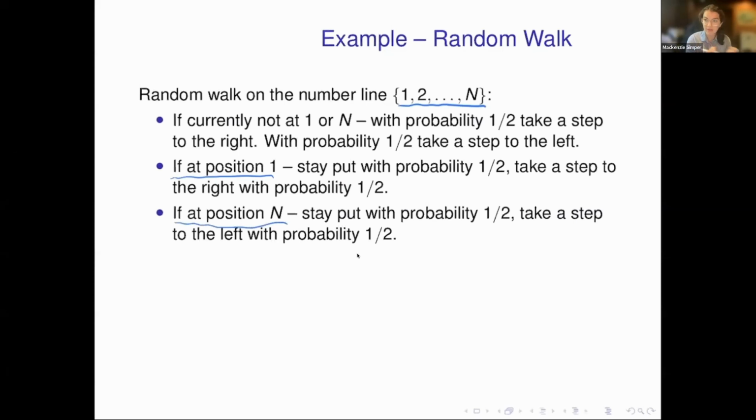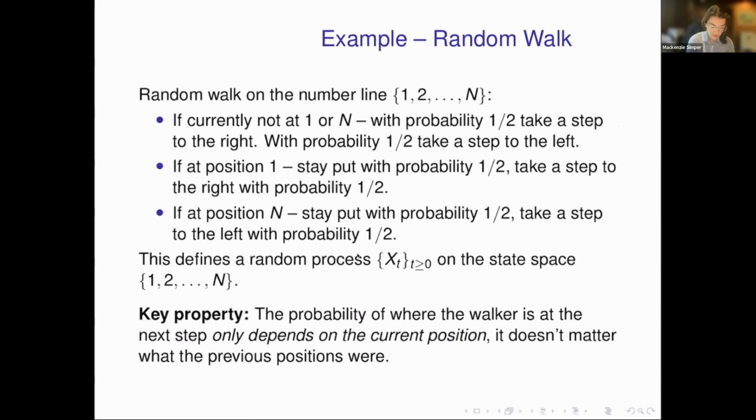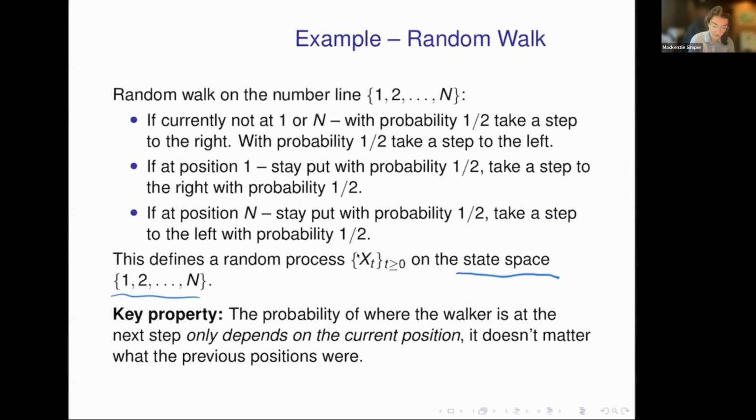Okay, so keep doing this and you're going to get a sequence of random numbers. Pick some arbitrary starting position. Maybe you start at 1 and then keep flipping a coin and record where you are at each time step. This is a sequence of random numbers, and these random numbers take values in what we'll call the state space, which is the numbers 1 up to n. The key property of this random process is that the probability of where the walker is going to be at the next step only depends on the current position. It doesn't matter what the previous sequence of steps was to get to where you are now. It only matters where you are now to determine the chance of where you'll be at the next step. Okay, that's the crucial property.